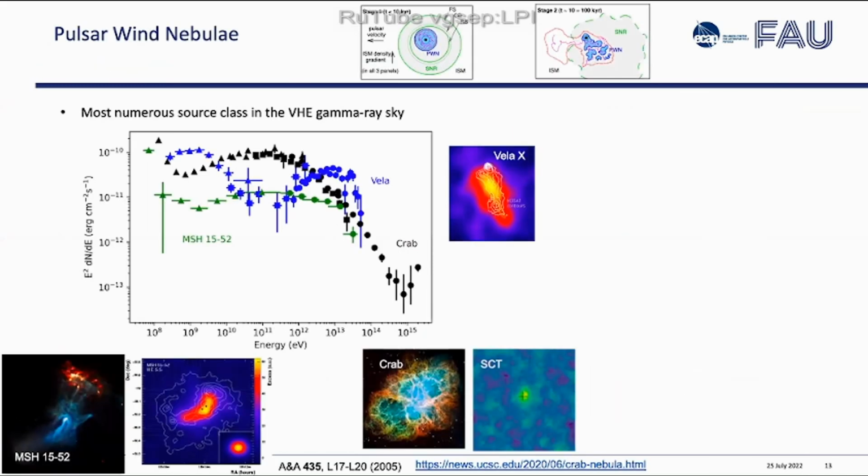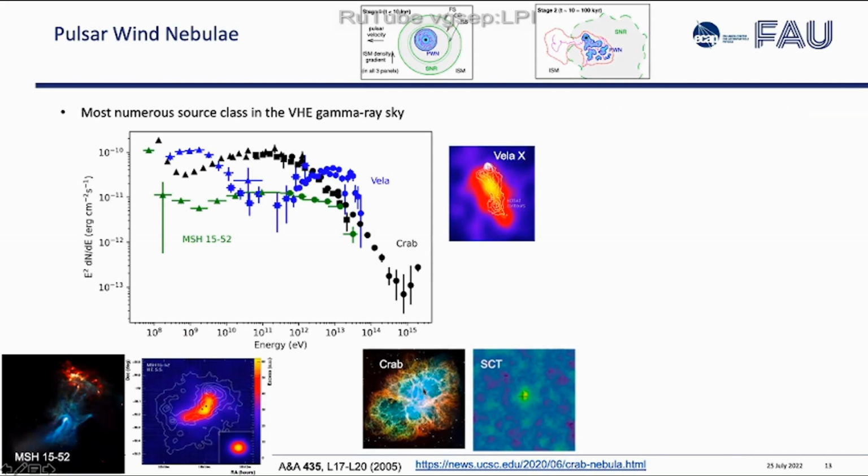So pulsar wind nebulae, these are the most numerous source class. Okay, this is maybe a bit inaccurate. I should say in the galaxy, in the very high energy gamma ray sky in the galaxy. I think we're probably outnumbered by blazars in the extragalactic sky. But just to compare a few different SEDs of famous or well-known pulsar wind nebulae, we have the Crab extending to 10 to 15. Then we have MSH 15-52, which has a shape very similar to that of the Crab in its SED, just reduced by a factor in flux. And this is the source on the left, where you see this coincidence between the gamma ray emission and the radio contours. This is also known as the Hand of God nebula.